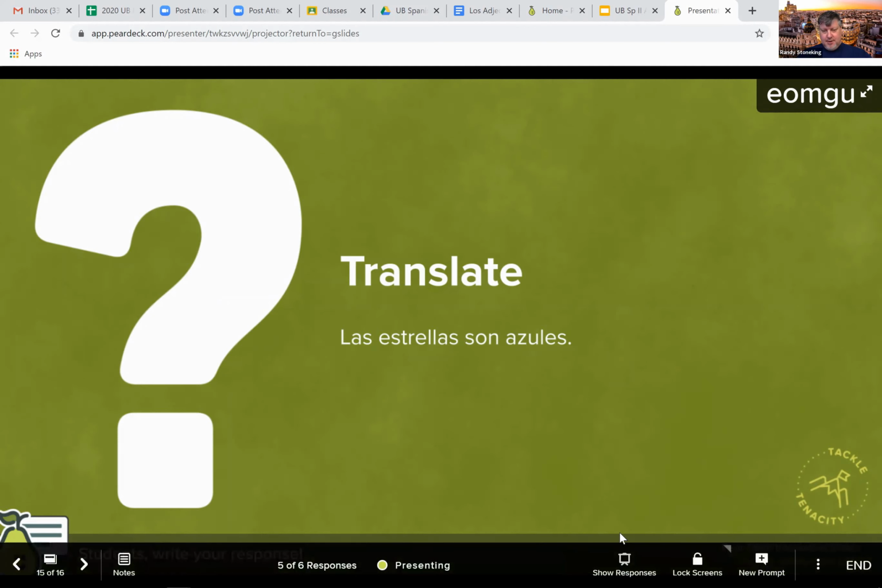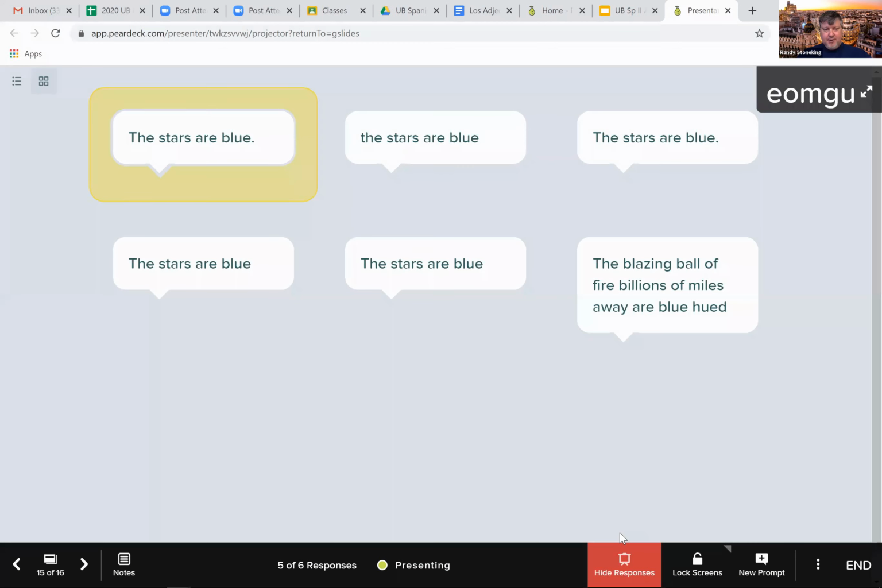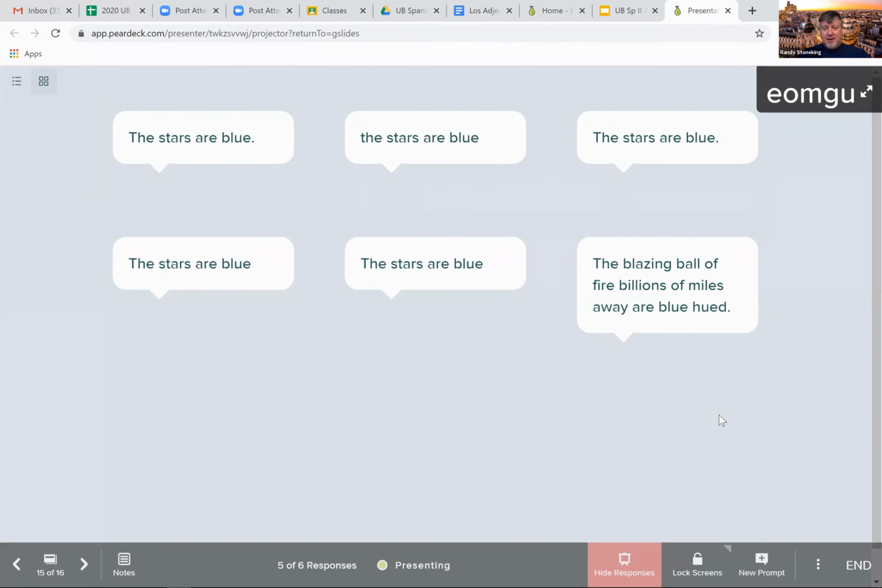Cero. Las estrellas son azules. The stars are blue. The blazing ball of fire billions of miles away are blue. Yes, las estrellas son azules. There you go.